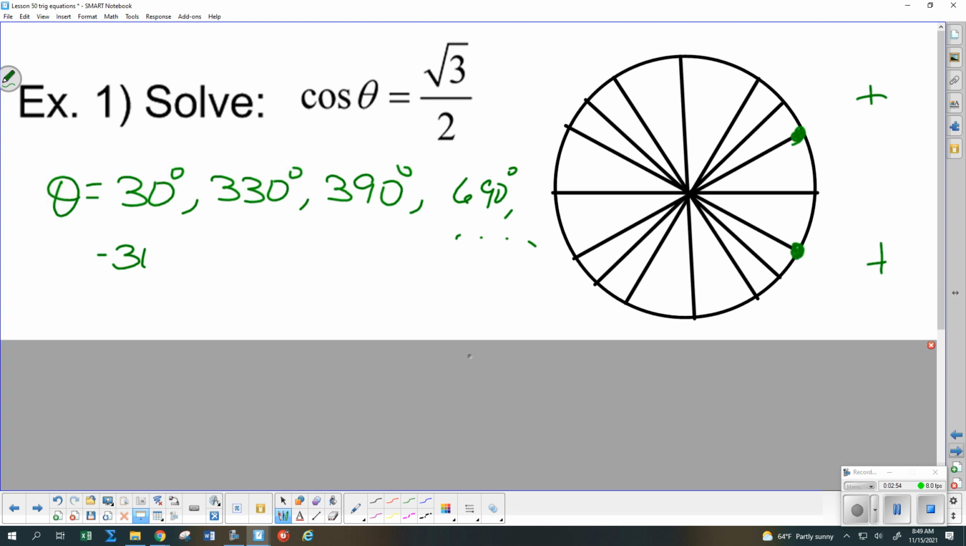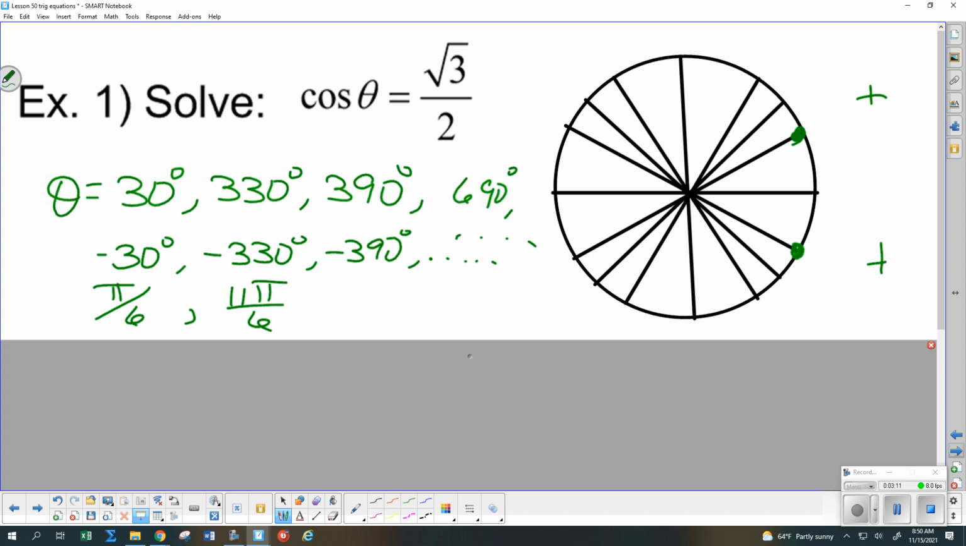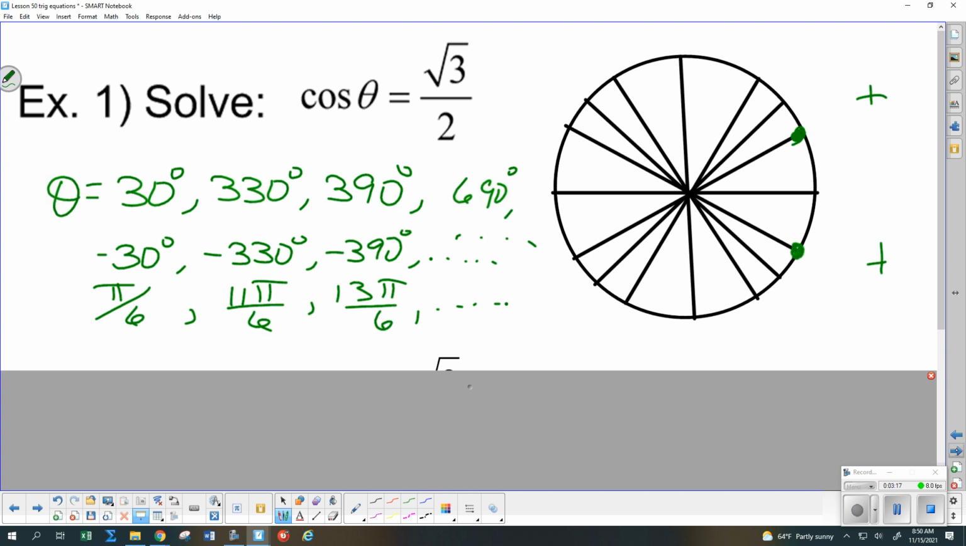I could say -30 degrees. I could say -330 degrees, -390 degrees. And I could keep going on and on. And I could say pi/6. And I could say 11 pi/6. And I could say 13 pi/6. And on and on. And I could do the negatives of those. And I still haven't listed all of them, so I haven't finished solving it. So I'm going to be at this forever and ever, and that's never going to get done, right? Because we can do radians, degrees, positive direction, negative directions, around and around.